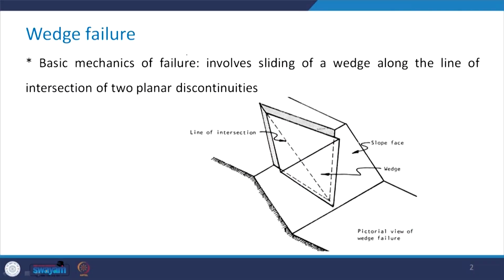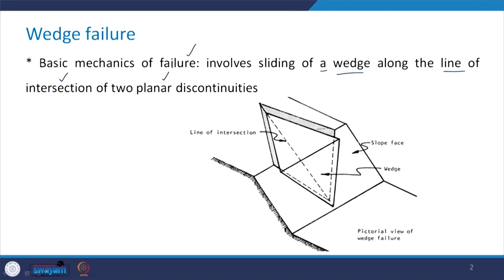Some of the aspects we have already discussed in the earlier chapter, where we discussed the spherical representation of the geological data, and also saw the applications of the graphical representation. So, the basic mechanics of failure in case of the wedge type of failure involves the sliding of a wedge along the line of intersection of two planar discontinuities.